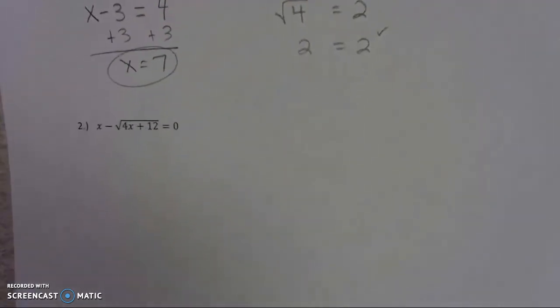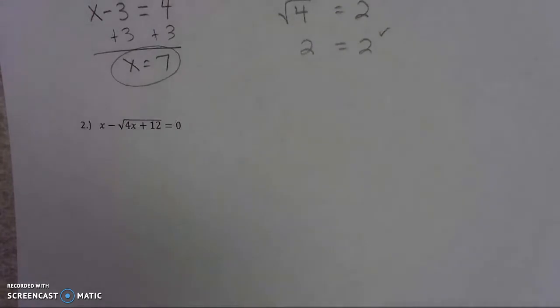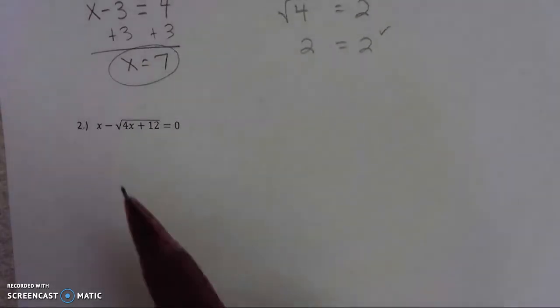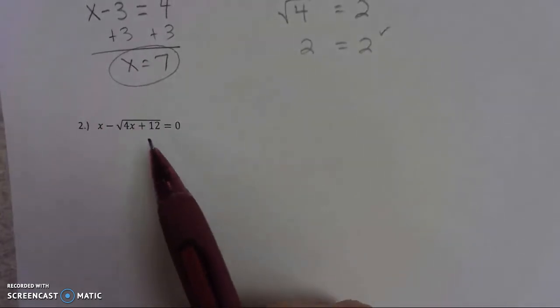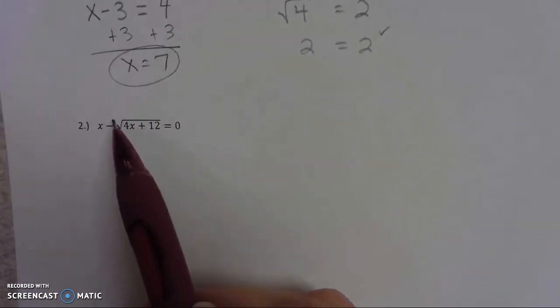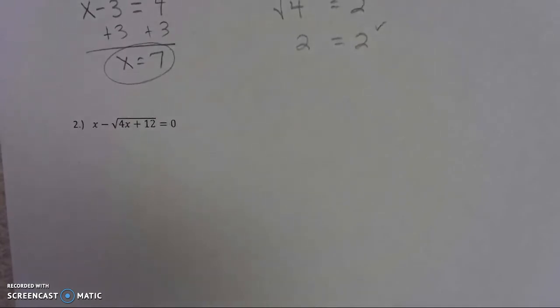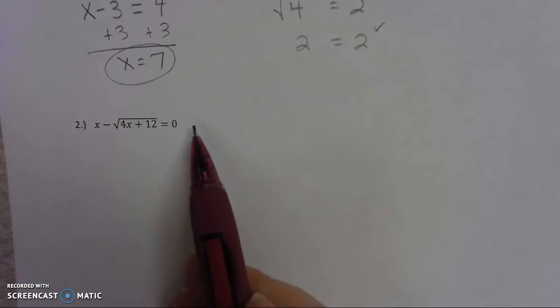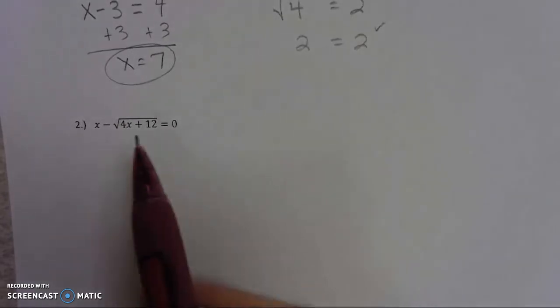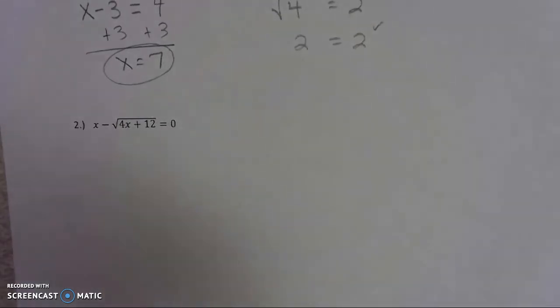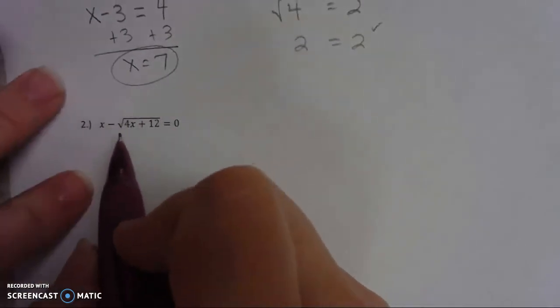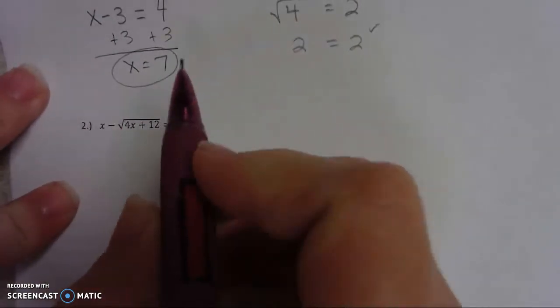For number 2, x minus the square root of 4x plus 12 equals 0. In this equation, the radical is not isolated. On the side with it is an x. So what I need to do is move either the x or the radical. Now, because I like everything to stay positive, if possible, I'm going to take the radical sign and move it over here where the 0 is at. But if you move the x, there's nothing wrong with that. Either one, as long as you get the radical sign isolated.